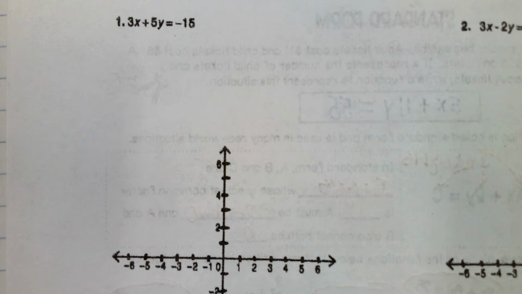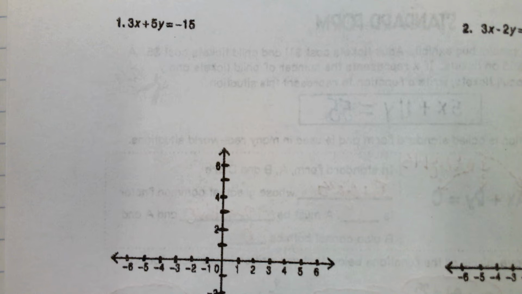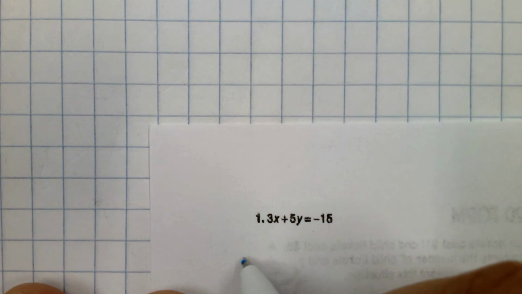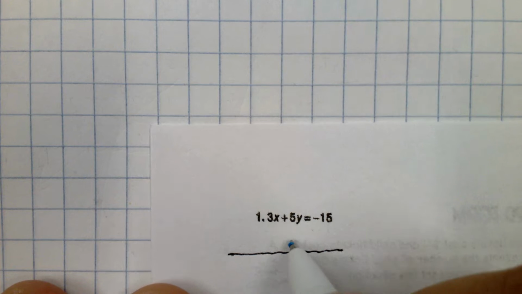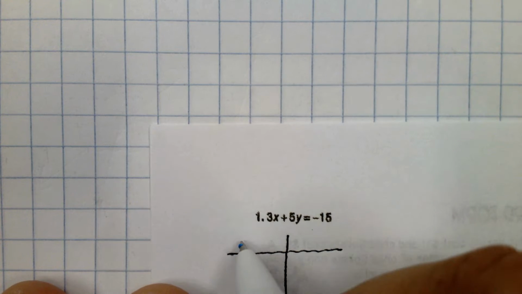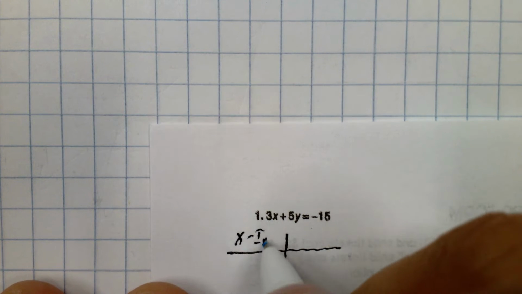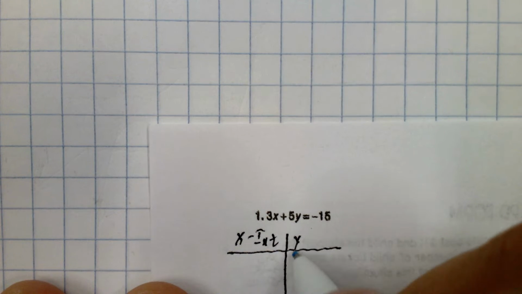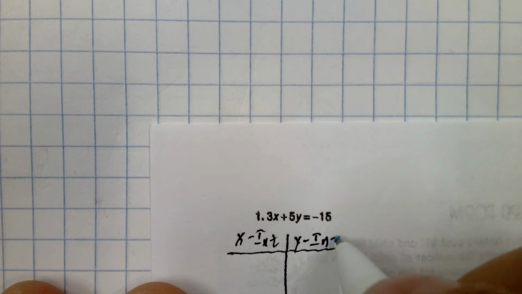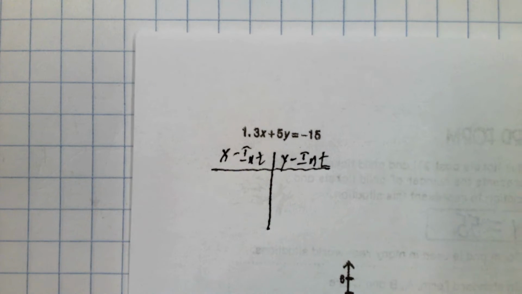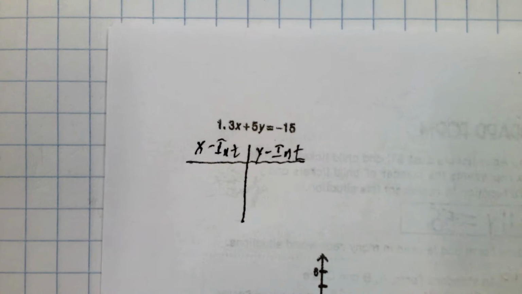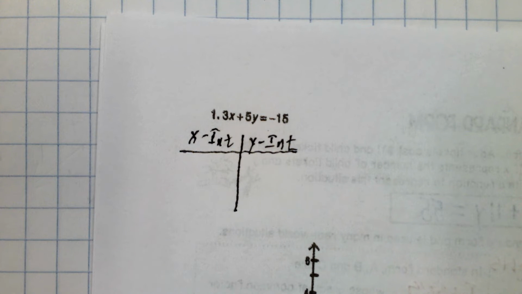Okay, so what we're going to do is we're kind of going to make a table like they did, okay? So over here, let me just get out of the way for a bit. We're going to make the left column for the x-intercept, the right column for the y-intercept. Okay? And I'm going to show you a few shortcuts. We're not going to do as much work as they did.